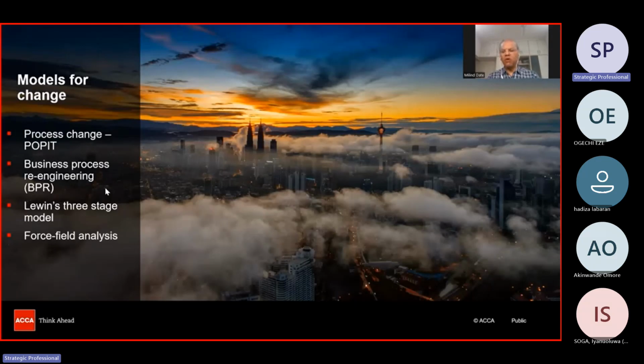The force field model also helps you to understand the forces that drive change, that support change, and the forces that resist change. Naturally, you need to demonstrate the way in which the organization can strengthen the driving forces and overcome the challenges of resisting forces. So learn these models, keep them at the back of your mind.